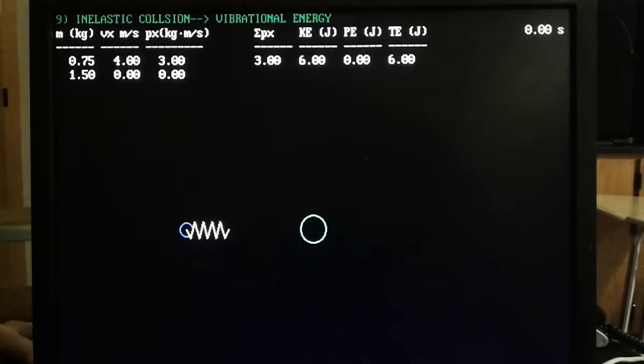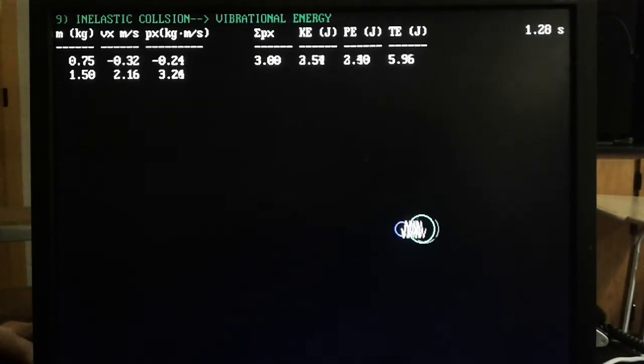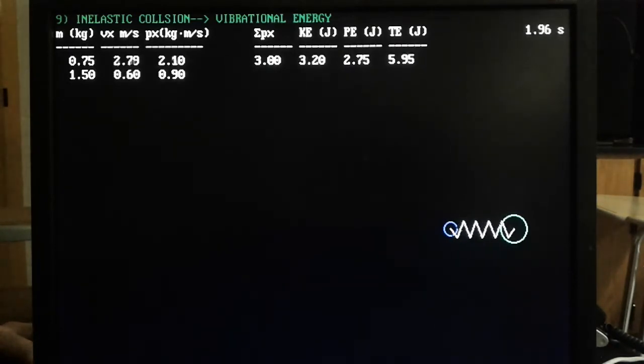Here we have an inelastic collision, but there's an elastic spring between the objects. They're going to hit and stick. Let's see what happens. Well, this would be like an atom moving into another atom in a chemical reaction. You now have vibrational energy.